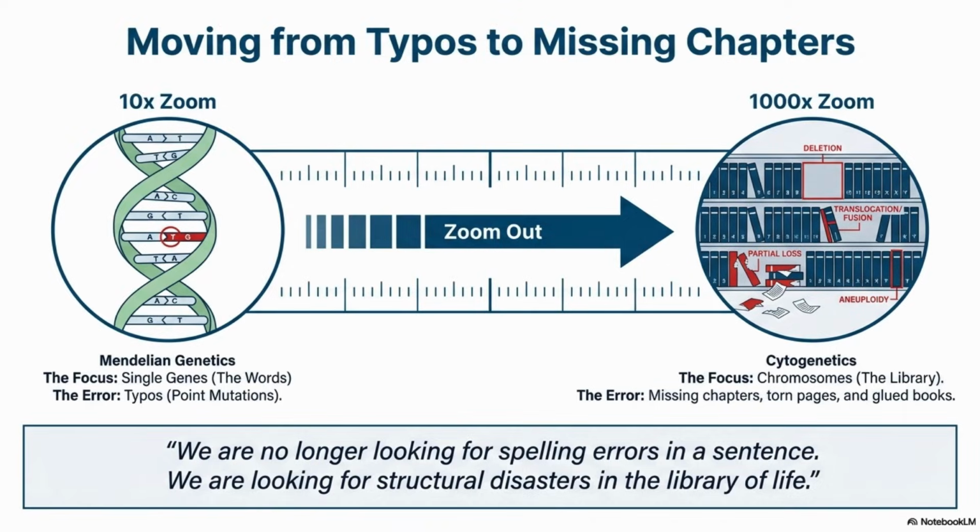So far, we have looked at the words in the book of life, the single genes or Mendelian disorders, and the tricky sentences, non-Mendelian disorders. Now we are zooming out. We aren't looking at typos in a sentence anymore. We are looking at missing chapters, torn pages, and books that have been glued together.